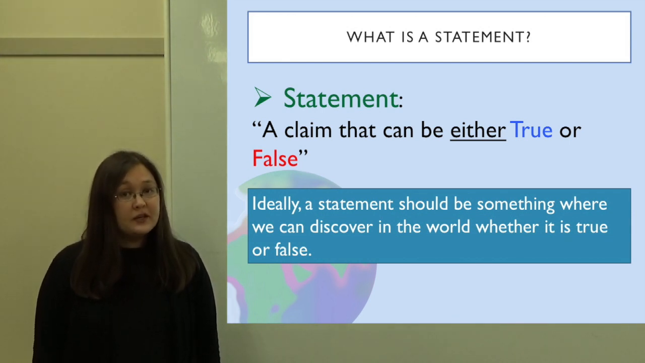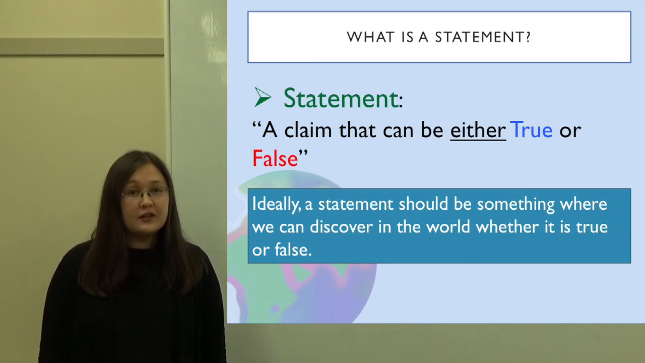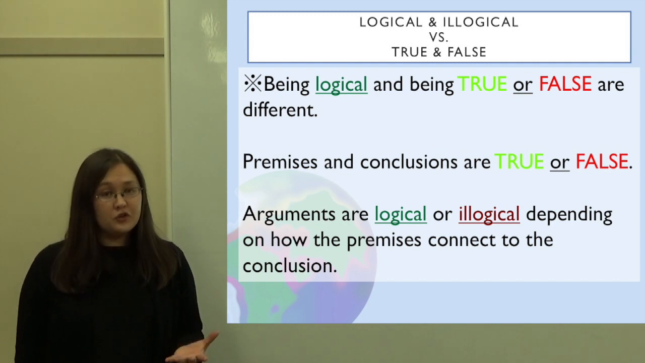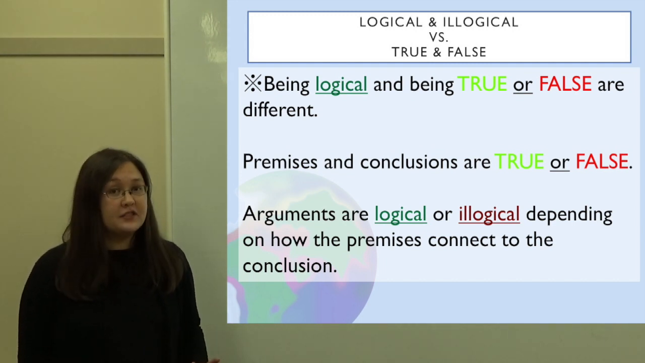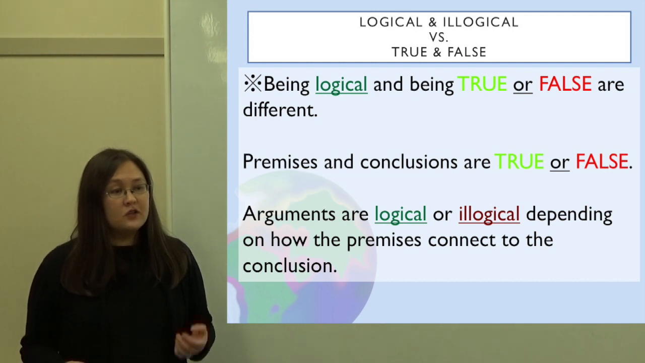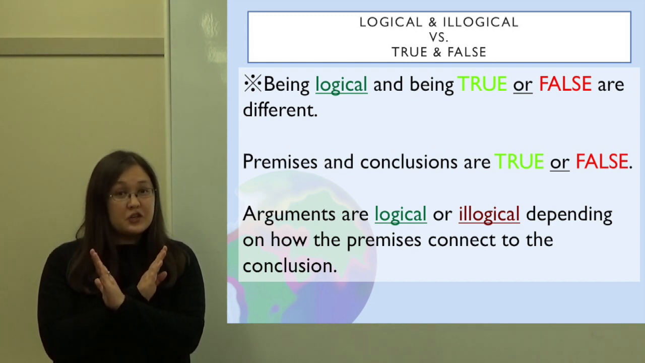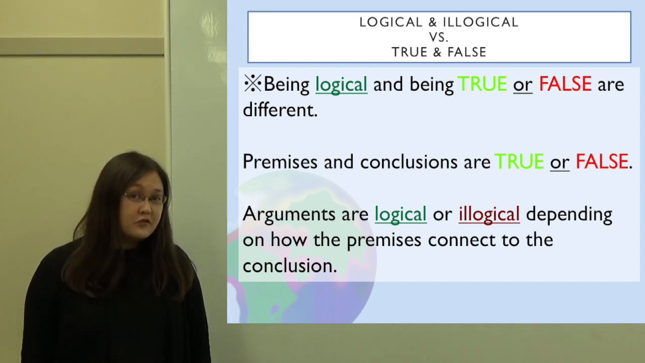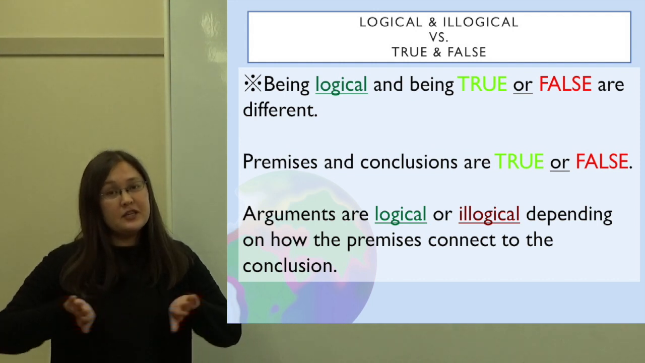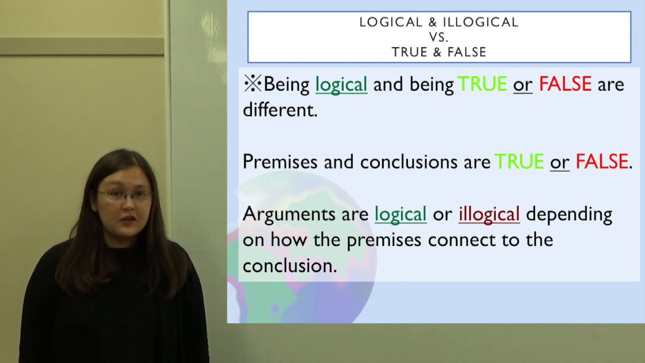Remember that a statement can be true or false. And ideally, we can check, we can verify in the real world whether or not it is true or false. Now this is today's important point. Logical and illogical are different from true and false. You might assume that logical means true and illogical means false, but that is not correct. Actually, logical and illogical are about following the rules of logic correctly. It's not really related to true and false, so we want to keep these separate in our way of thinking. Being logical and being true or false are different.